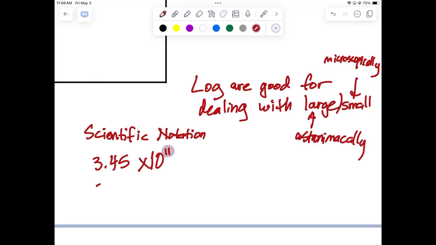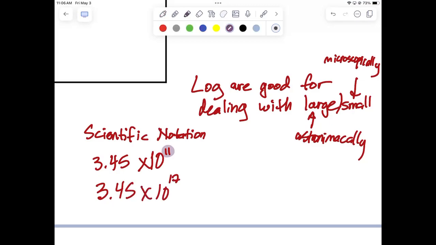So if I had a number like 3.45 times 10 to the 17th power, all I would be doing is comparing their exponents, right? I know that the log in the first one is 11, the log in the second one is 17, so I know the 17 is bigger than 11, and I know that that number is bigger, okay? So what logs really do is they allow you to write numbers in scientific notation, but scientific notation always uses base 10. What logs allow you to do is to use any base, okay? And what you do is you look at the exponent itself as an indicator of its relative size.